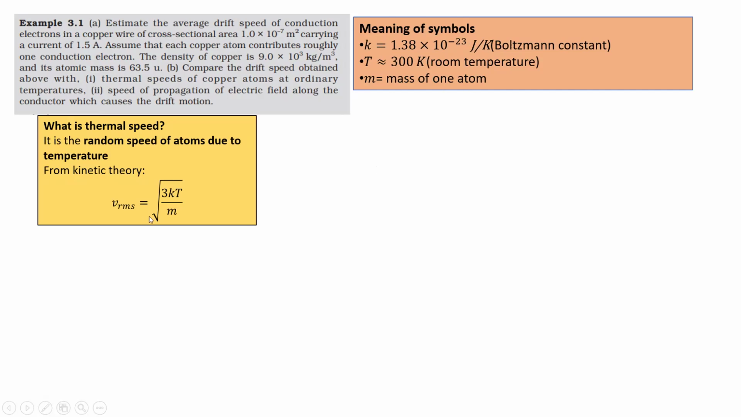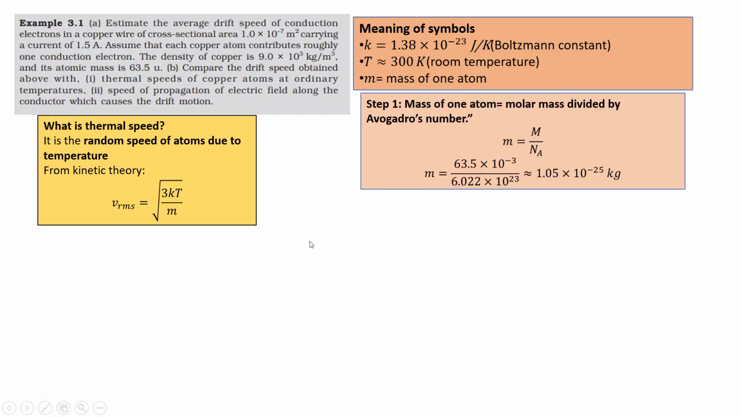So in the last class, in 11th, you have studied this formula: Vrms equal to root of 3kT by m. What is thermal speed? It is the random speed of an atom due to temperature. So Vrms equal to root of 3kT by m. Okay. Now we want m. m is mass of the atom. Mass of one atom: capital M, molar mass, divided by Avogadro number gives mass of one atom.